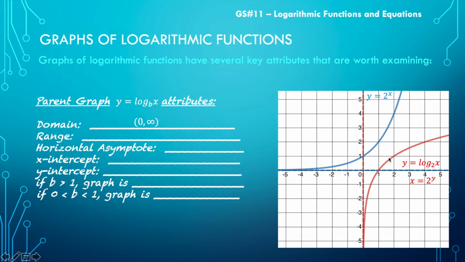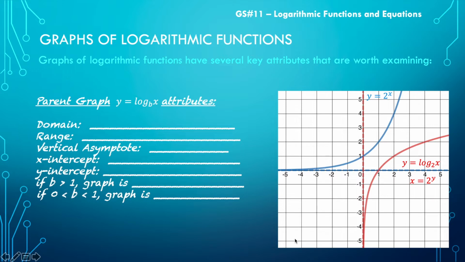Now the range of the red function, notice that it goes infinitely down towards negative infinity, and it goes infinitely up towards positive infinity. So this range is going to be negative infinity to positive infinity. It's the same as the domain of the exponential function. Oh, the horizontal asymptote, there isn't one. So let's fix that right now.